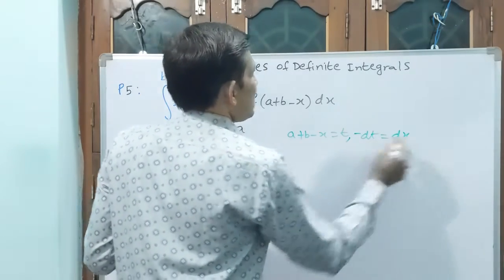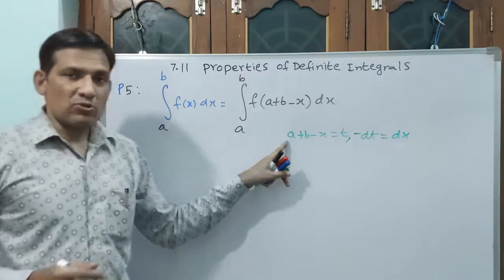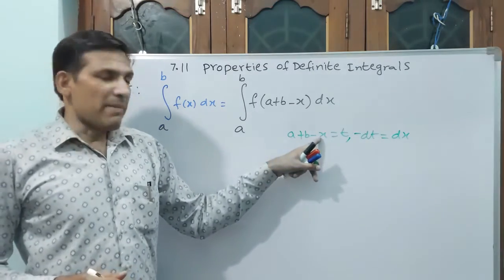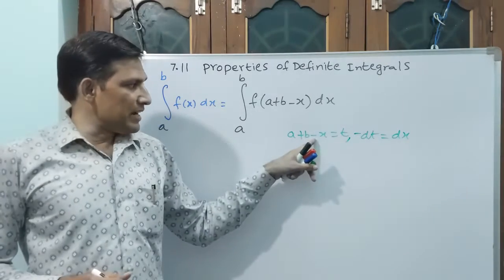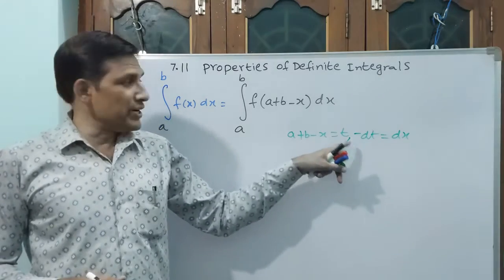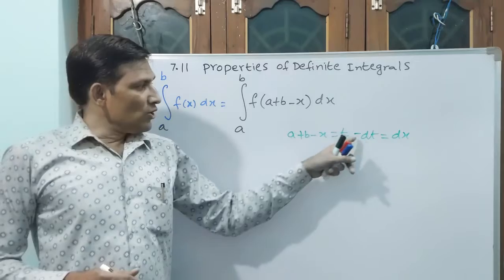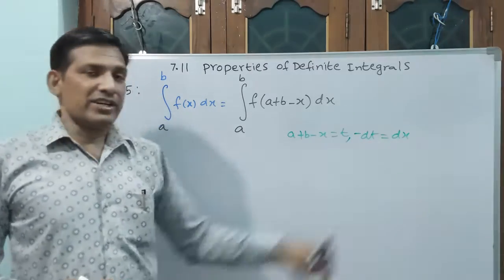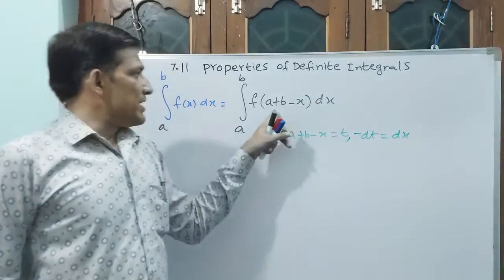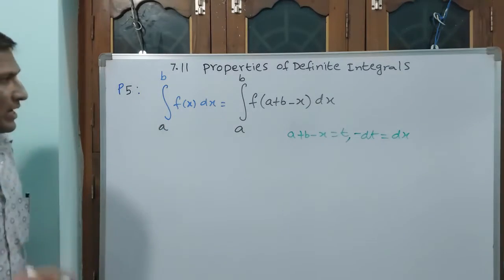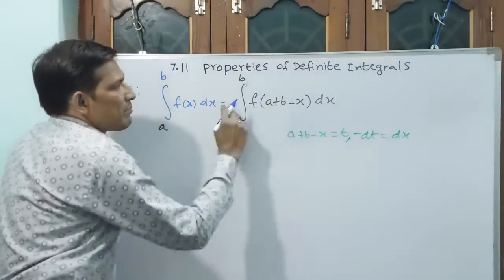Minus dt is equal to dx. Why? Because d by dx of a plus b minus x will give dt by dx, which is minus 1. Then dx comes to this side: minus dx is equal to dt. But here dx is there, that is why you transfer the minus to this side: minus dt is equal to dx. So for this one, here you can write t, and here you can write minus dt.